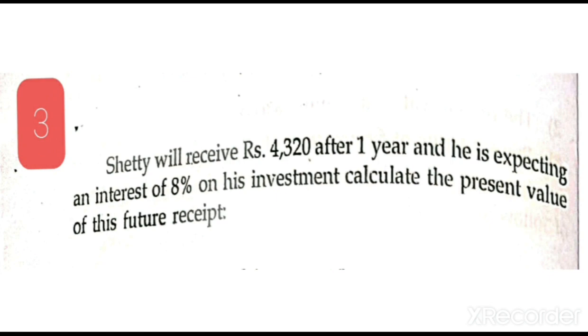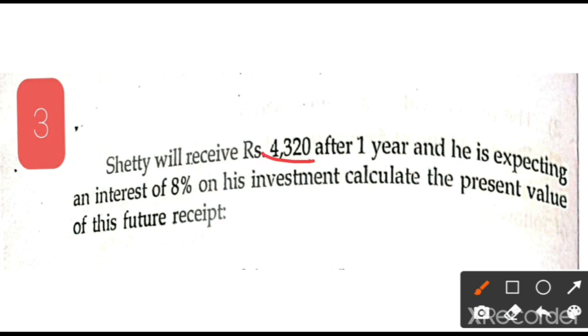Problem number 3. Shetty will receive rupees 4,320 after 1 year, and he is expecting a rate of interest of 8% on his investment. Calculate the present value of this future asset. It means Mr. Shetty is going to receive rupees 4,320 after 1 year at the rate of interest of 8%. It means how much he invested today.